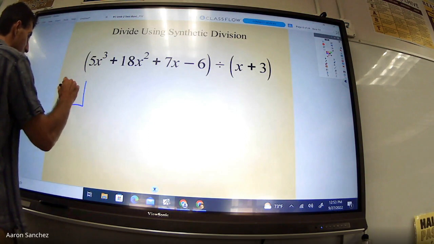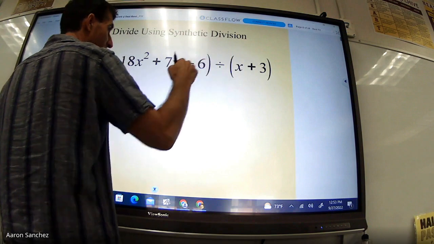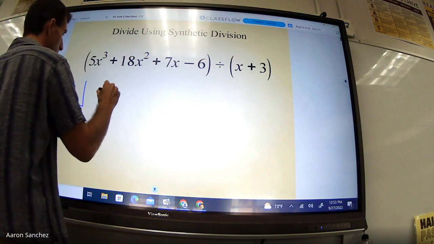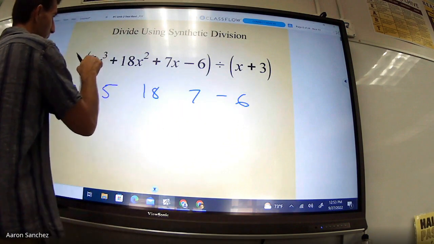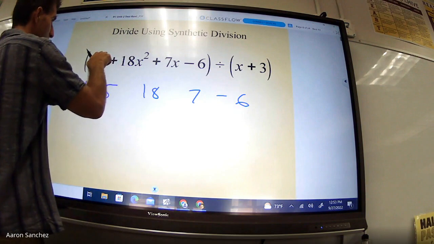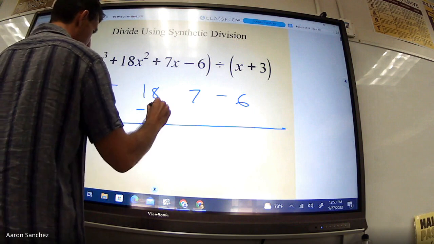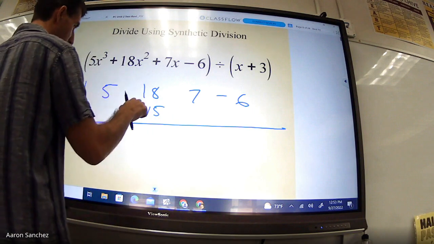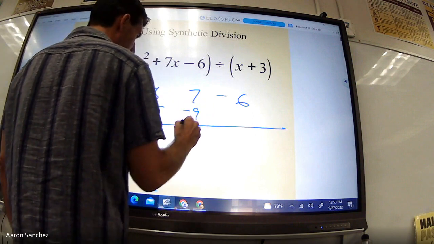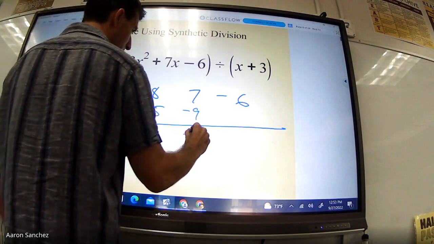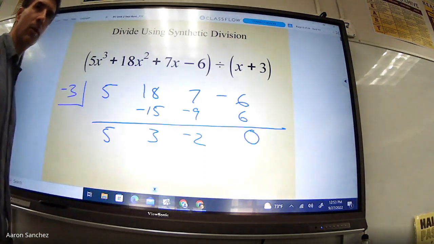So I'm going to put in a negative 3 here because I'm dividing by x plus 3. This only works if there's no number in front of x. Synthetic division, you must use synthetic division if I ask you to use synthetic division. x cubed, x squared, x, constant. Make sure these go in descending order. And so they do. 5, negative 15. Negative 3 times 5 is negative 15. 18 minus 15 is 3. Negative 3 times 3 is negative 9. 7 minus 9 is negative 2. Negative 3 times negative 2 is 6. Right? Got the 0. I love the 0.